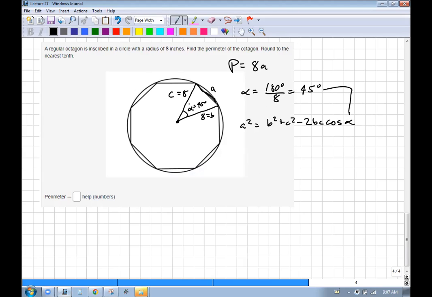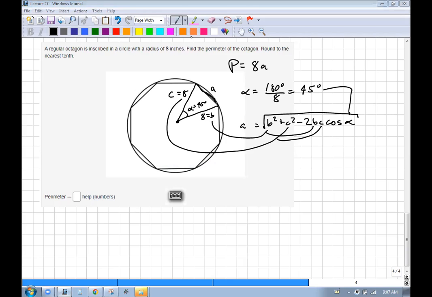I know what alpha is. B and C are both 8. And so A is the square root of all that. So that'll give us A. If you don't think about it, all the way around is 360 degrees, so divide it by 8. Once you know what A is, multiply it by 8, and you have the perimeter of the octagon.